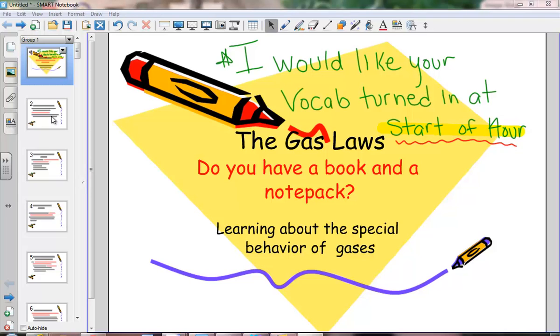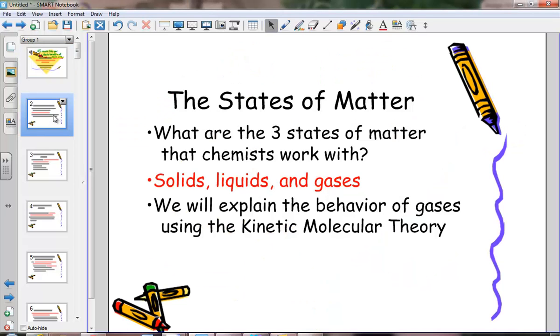We have our brand new notepad out in front of us called The Gas Laws, an introduction really to the behavior of gases in terms of the kinetic molecular theory, in terms of pressure, volume, and temperature, and how they affect the behavior of gases. We know that in nature there are three states of matter. You've recorded those as solids, liquids, and gases. This particular chapter is devoted to just the special behavior of the gas molecules.